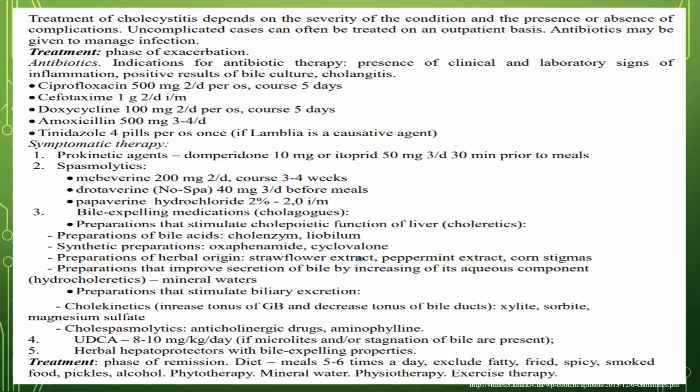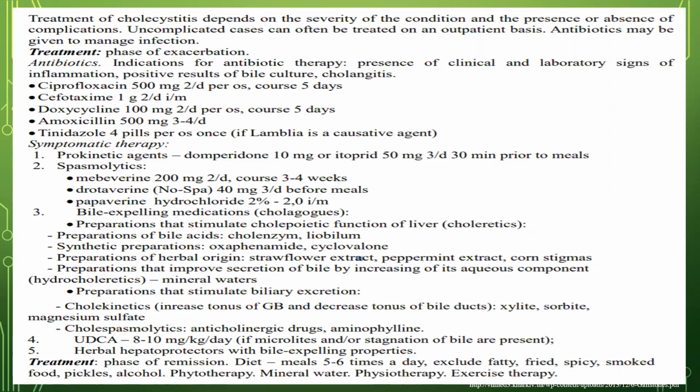Treatment in case of exacerbation consists of antibiotics, in case you confirm the presence of bacterial infection. CRP and procalcitonin are the markers of this infection and can be helpful in severe cases too. Also consider a positive result of the bile culture or presence of cholangitis. In this case, the antibiotics of choice are ciprofloxacin, cefotaxime, doxycycline, amoxicillin, and tinidazole.